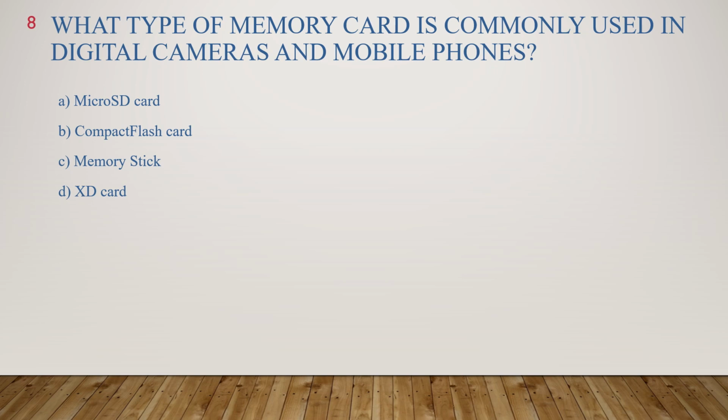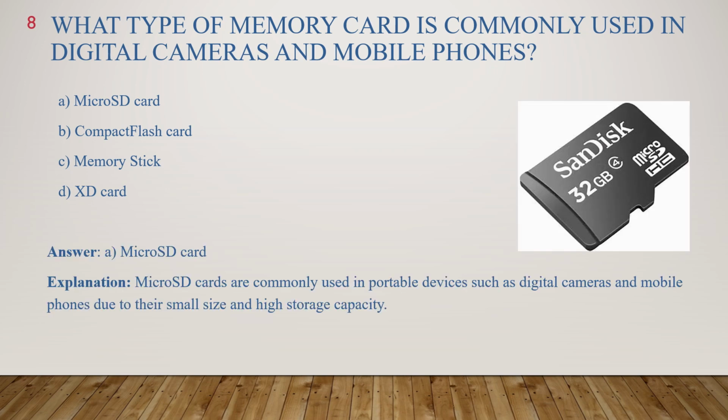Question number 8. What type of memory card is commonly used in digital cameras and mobile phones? A. Micro SD card. B. Compact flash card. C. Memory stick. D. XD card. The correct answer is A. Micro SD card. Micro SD cards are commonly used in digital cameras and mobile phones due to their small size and high storage capacity. They are compatible with a wide range of devices and are easily accessible for transferring data.